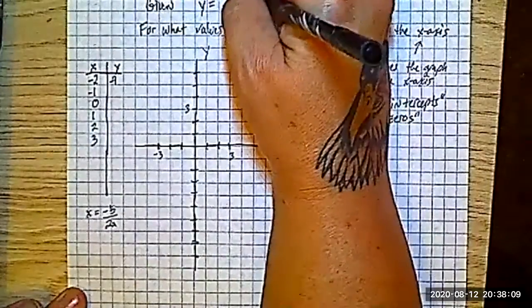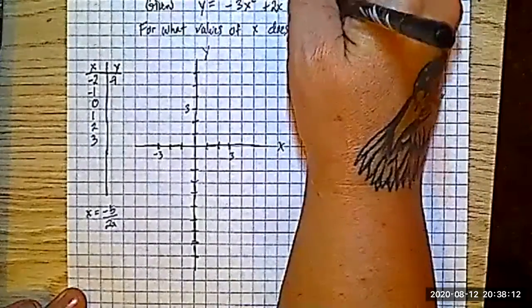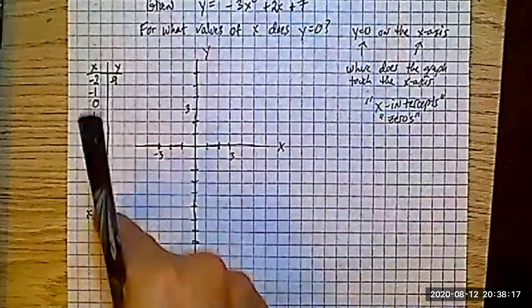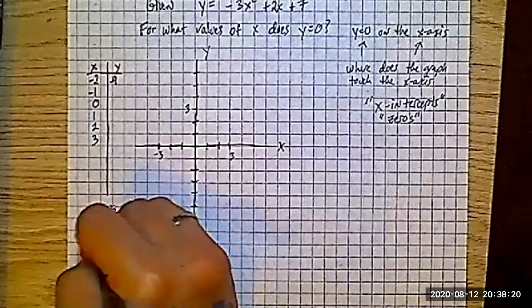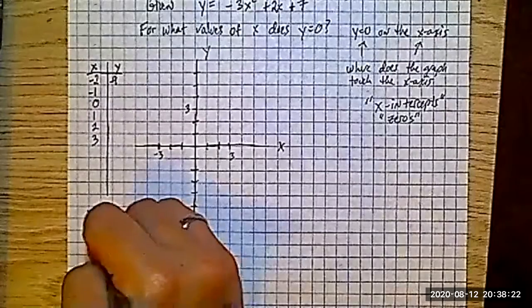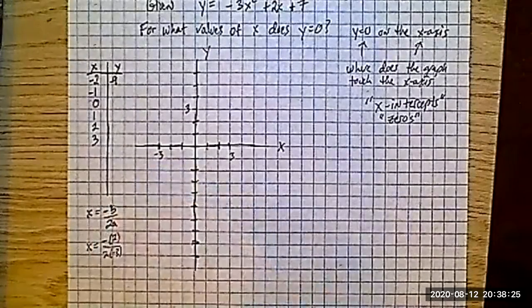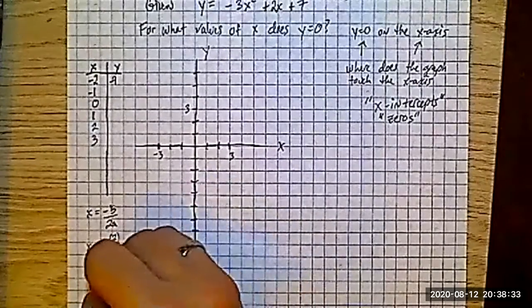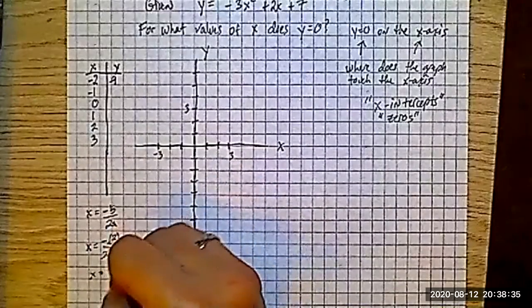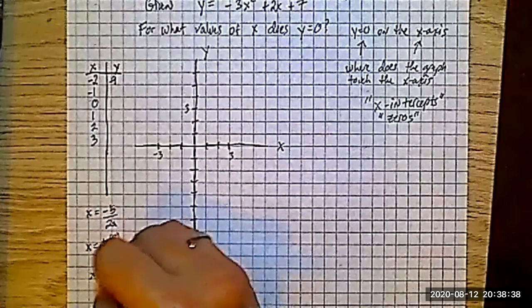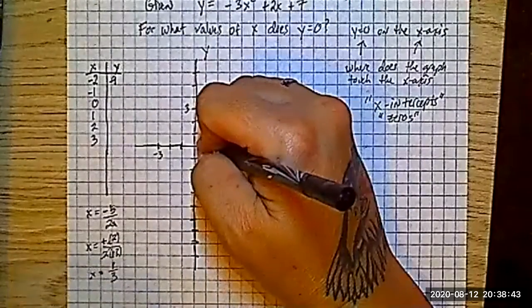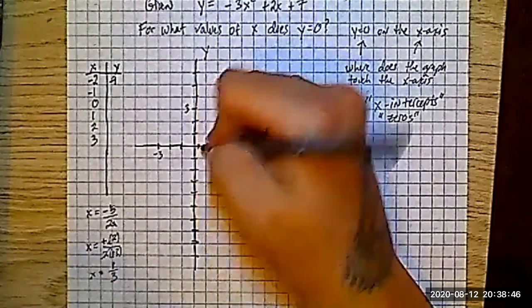So a is -3, b is +2, c is 7. So I'm going to plug in -3 on the bottom there, and I'm plugging 2 on the top. So x equals -2/2 times -3. And look at this. We're going to get a fraction. The 2's are going to cancel. The negatives are going to cancel. This is 1/3. X equals 1/3. Our line of symmetry is at 1/3, like right there.